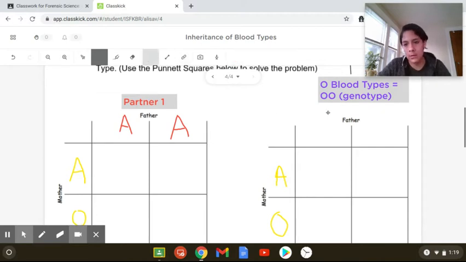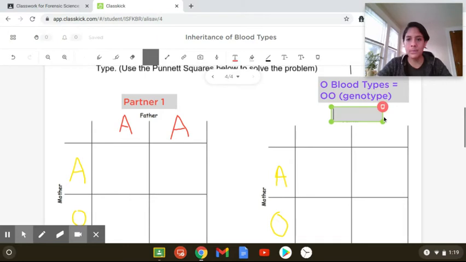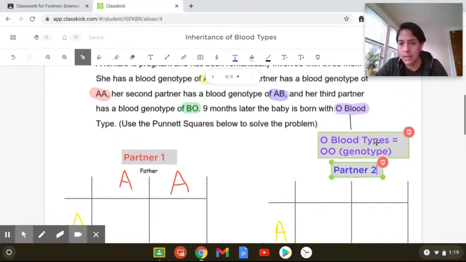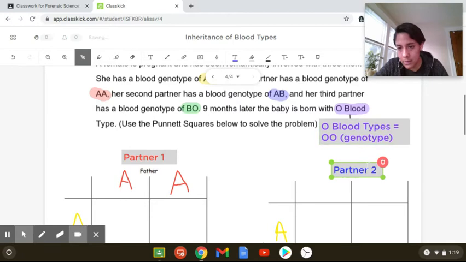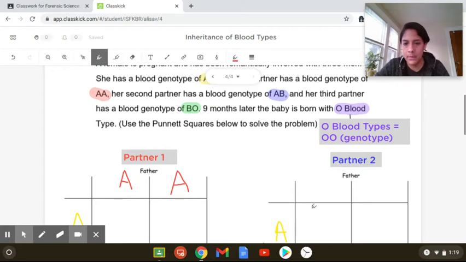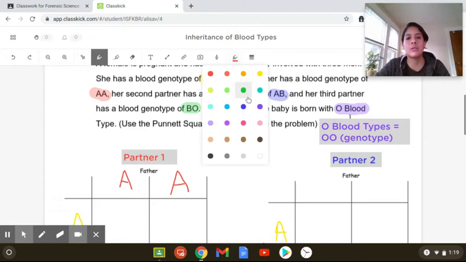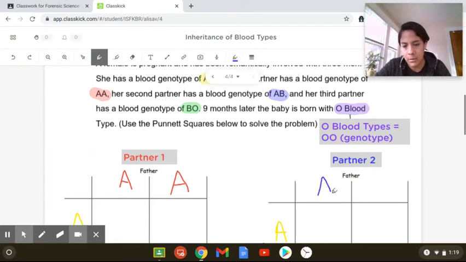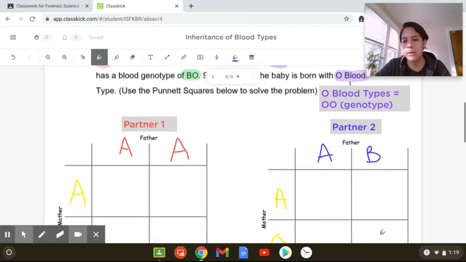For partner 2, which we'll do, I guess, in partner 2, he had AB blood. Move this up just a little bit. Okay, so I'm just going to write that in here. So he has an A gene that he can give, and he has a B gene that he can give. So I'm going to go ahead and write A here, and then B here. So I want to go ahead and complete this Punnett square with all the genes and see if it gives me an OO genotype.